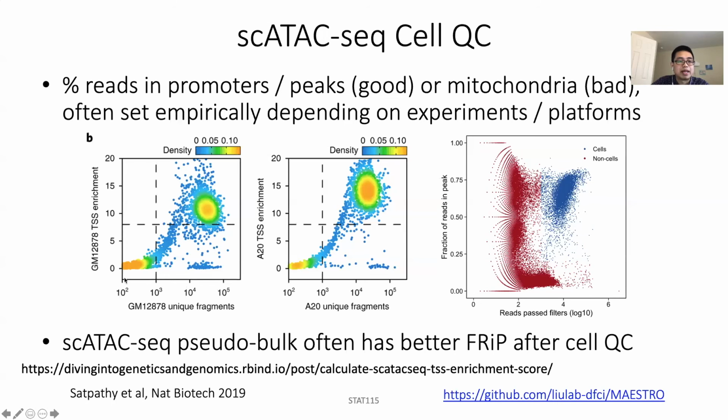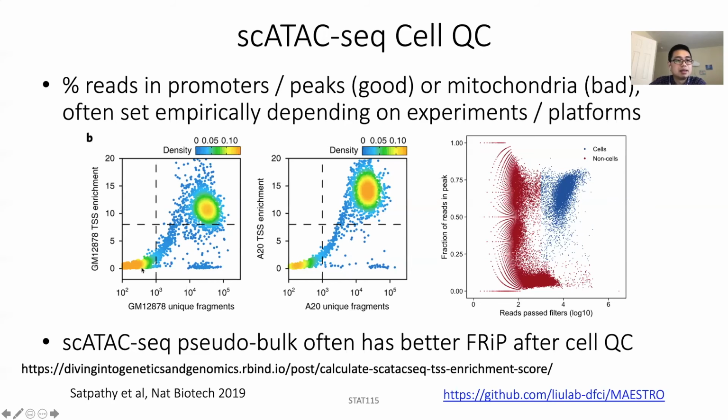For the x-axis, this is the total number of unique fragments in each cell. Each dot here is one cell, and the y-axis is the TSS enrichment score. This TSS enrichment score was defined by ENCODE for bulk ATAC-seq, and here we just borrow it for single-cell ATAC-seq. If you really want to know the details of how to calculate this TSS score, you can go to this link here. I wrote a blog post about how to calculate this.